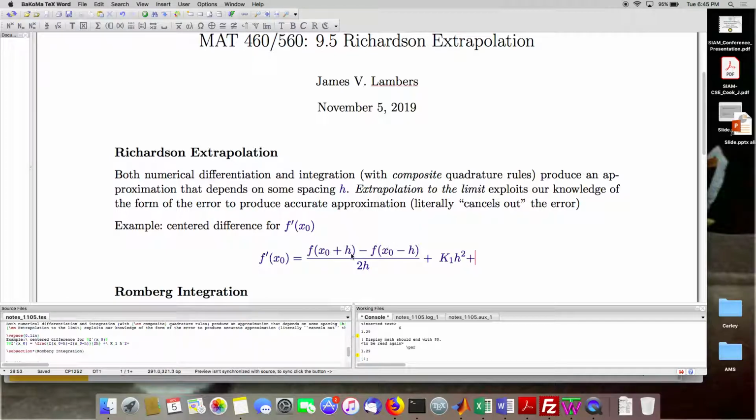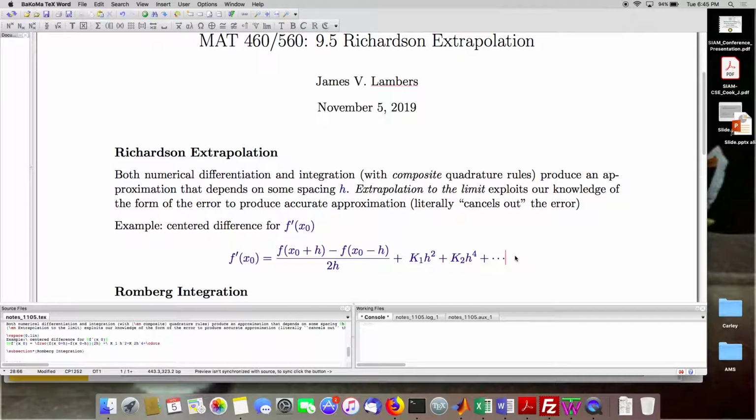Because those terms will be exactly the same in both expansions. So the terms that have odd power of h will survive, but then you divide by 2h, and you're left with items that have an even power of h. So you have f prime of x naught that doesn't have h at all. You have something times h squared, and then the next term will be some other constant times h to the fourth.